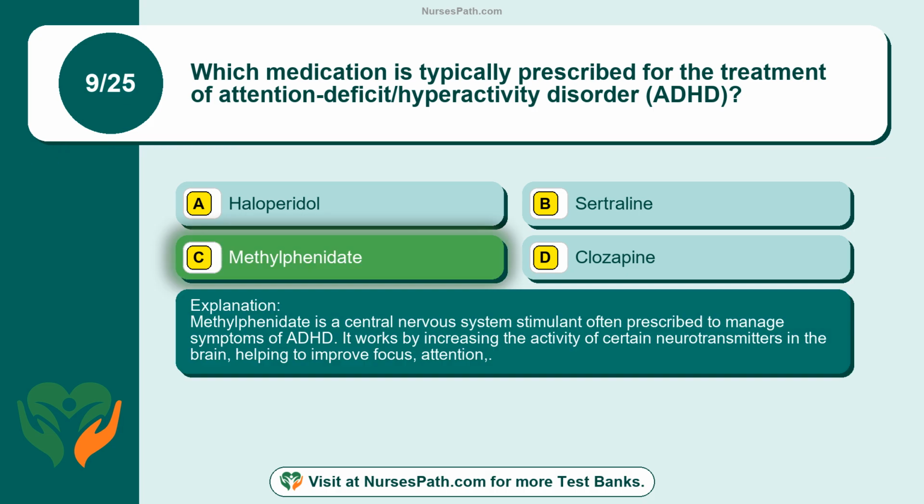Methylphenidate. Methylphenidate is a central nervous system stimulant often prescribed to manage symptoms of ADHD. It works by increasing the activity of certain neurotransmitters in the brain, helping to improve focus, attention.